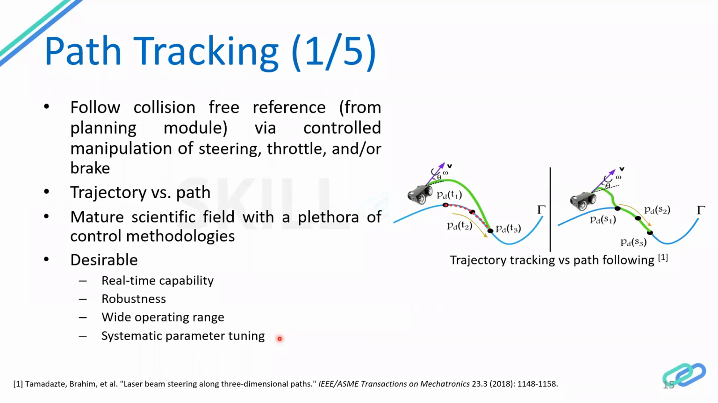And a desirable quality would be to have systematic tuning of parameters. What that allows is that you can tune your algorithm to different settings, and based on what operating regime it is operating in, you can tune your parameters accordingly. So these are some of the qualities desired from a path tracking or trajectory tracking algorithm.